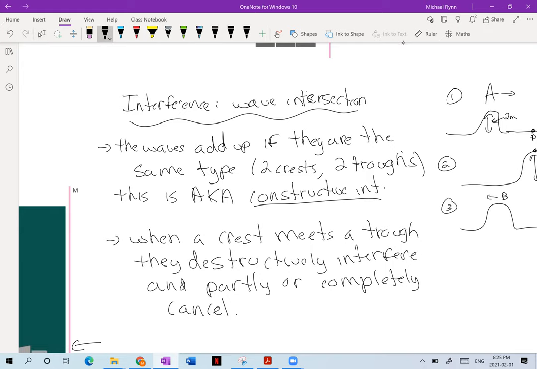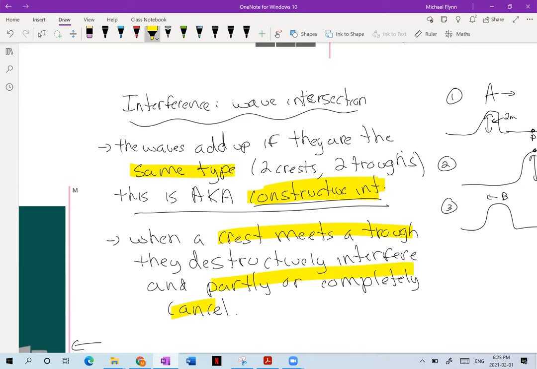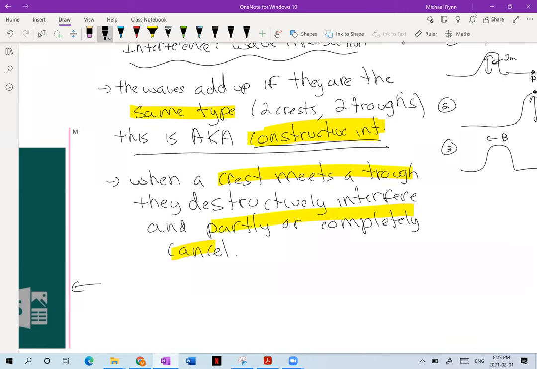So the waves add up if they're the same type, two crests or two troughs. This is also known as constructive interference, okay? However, when a crest meets a trough, if they're the same type, they get constructive interference. But if they're opposite types, they partly or completely cancel. This is also known as destructive interference.